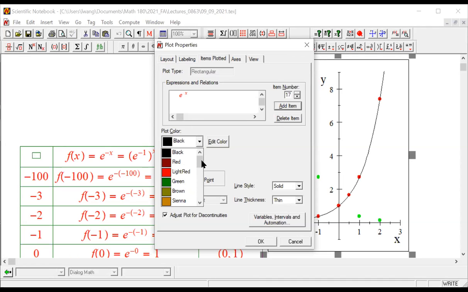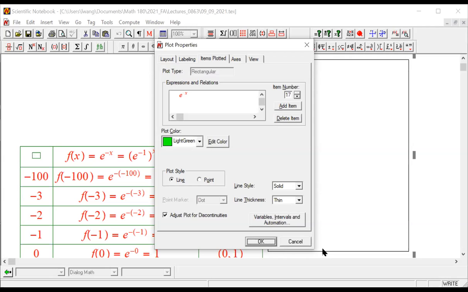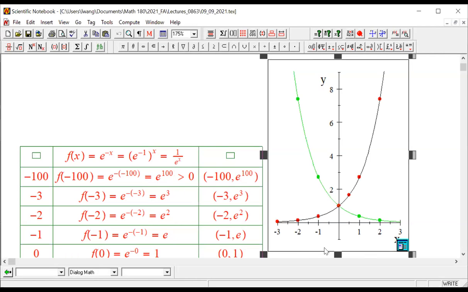Make it green. Do you like green? I like green. Is it increasing or decreasing? The answer is obvious, right? The answer is obvious. So an exponential function is not always increasing. It's decreasing.